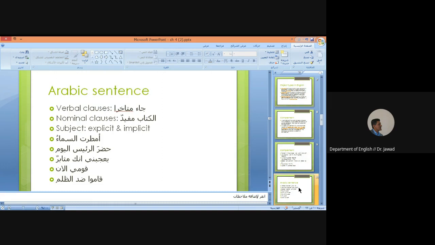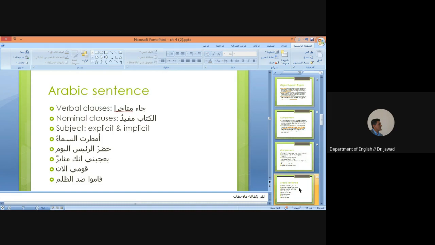الكتاب مفيد. This is a nominal clause in which we have a theme المبتدأ الكتاب, and مفيد is the comment, which is الخبر. أمطرت السماء, a verbal clause, and this ta with أمطر is a feminine morpheme. Why? Because the subject السماء in Arabic is considered as a feminine noun.